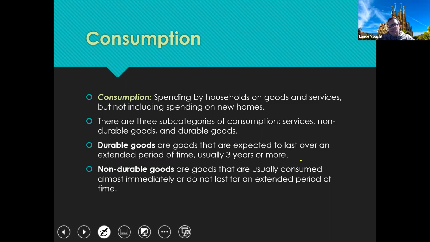So consumption is spending by households on goods and services. There are three subcategories that we can describe these as. We have durable goods, non-durable goods, and services. Services are the largest component of consumption.